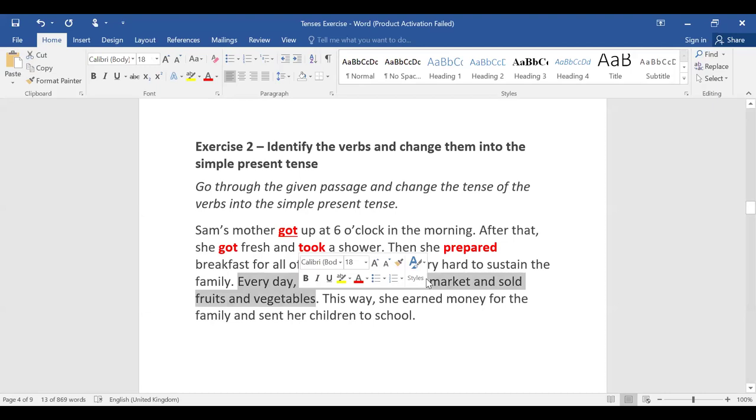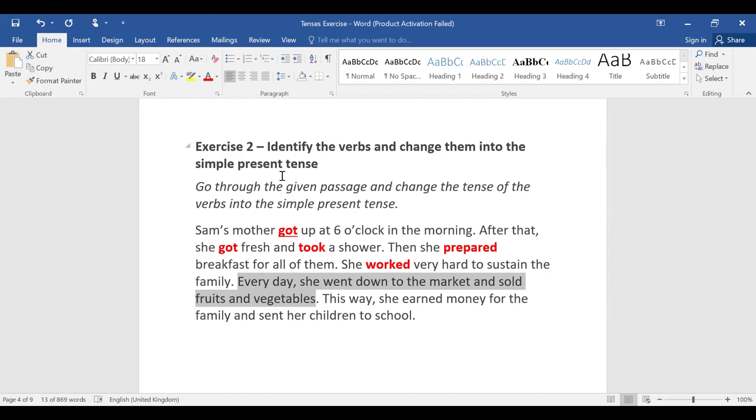Every day, he went. Yes? What about sustain? Sorry. Sustain is not an action word in this context. Okay. Now, every day she went down to the market and sold fruits and vegetables.